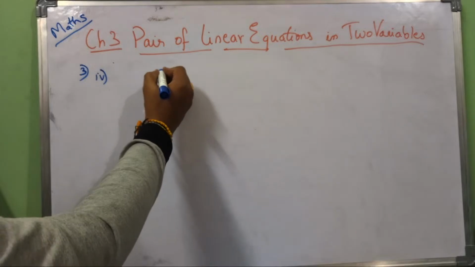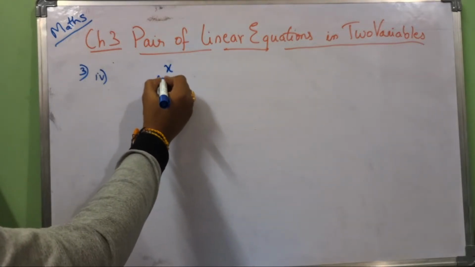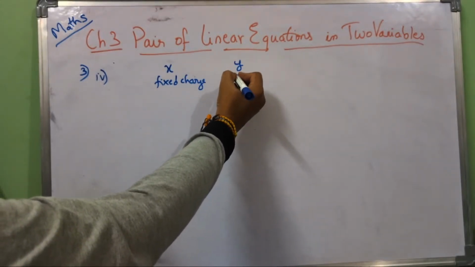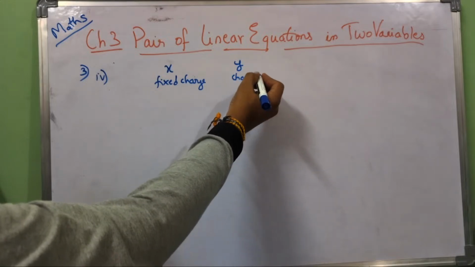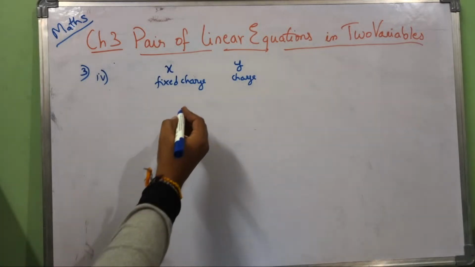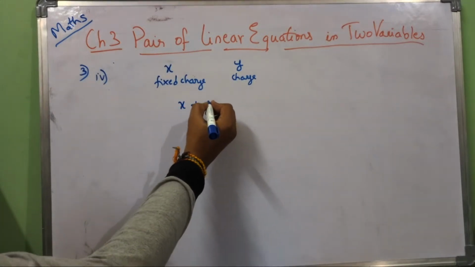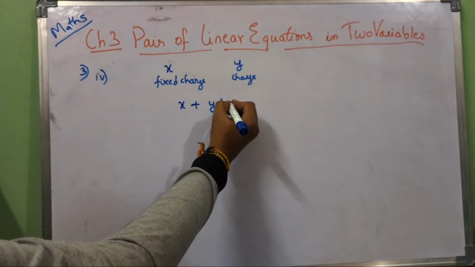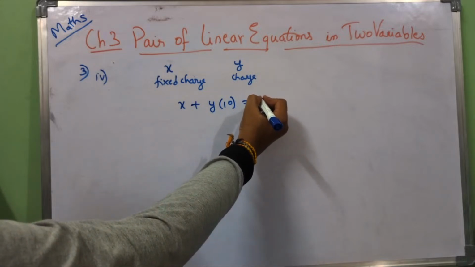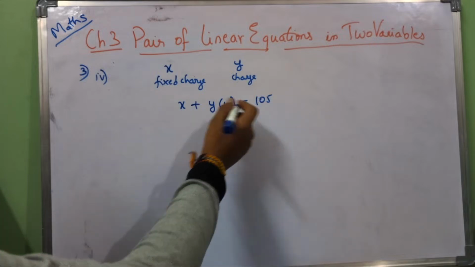So we have two variables, which are the fixed charge as x, and the variable charge, which depends on the distance covered. So you can say that for a distance of 10 kilometers, the charge paid is 105. So fixed charge plus variable charge into distance. The distance I mentioned is 10 kilometers, and the total cost is 105.